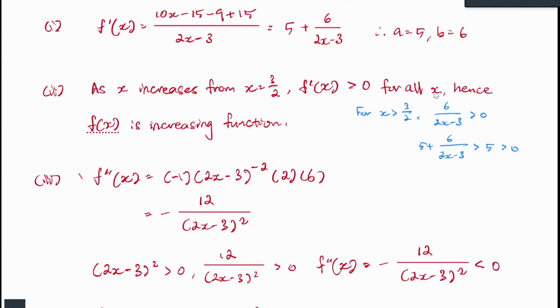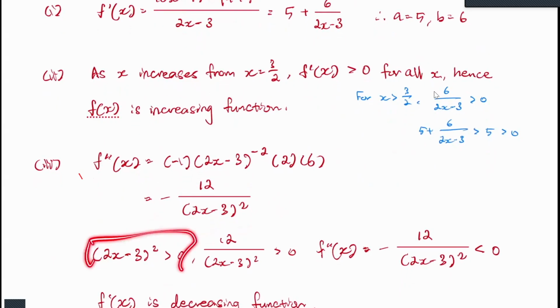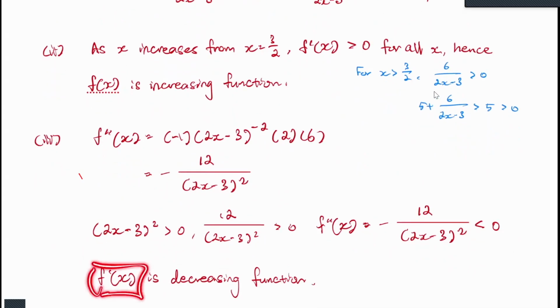Once I differentiate, do the same analysis that we have done for this part. We see that the bottom is a squared term. Squared terms are always positive, and in this case cannot be 0 because it is in the denominator. So we will have the squared term being more than 0. 12 over the squared term clearly is always more than 0 because 12 is a positive number. Then when we apply the negative sign, my f prime prime x expression will be strictly negative. So if we prove that f prime prime x is strictly negative, it shows me that the original f prime x function is a decreasing function for x more than 3 over 2.